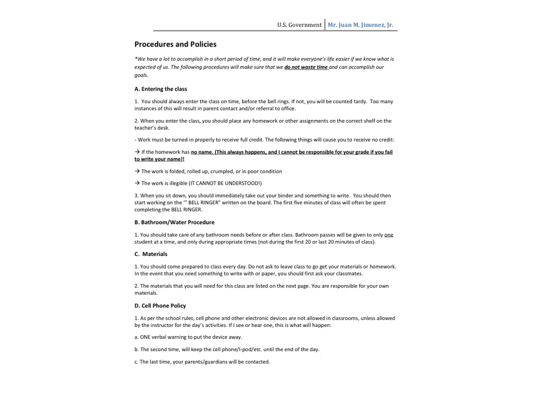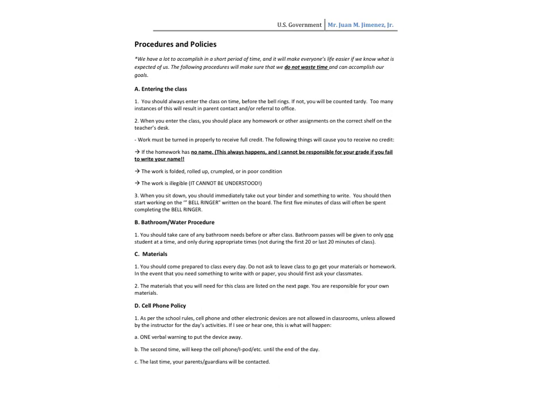The materials. You should come prepared to class every day. Do not ask to leave the class to get your materials or any other classwork. In the event that you need something to write with or paper, you should ask first of your classmates. Now, the materials that you will need for this class are listed on the next page, and you're responsible for your own materials.